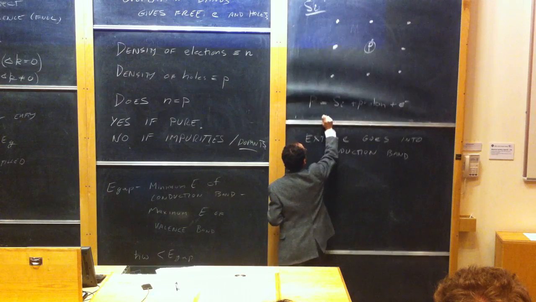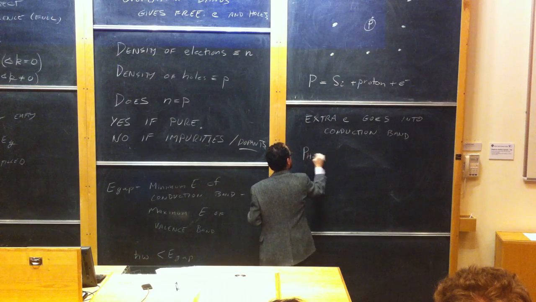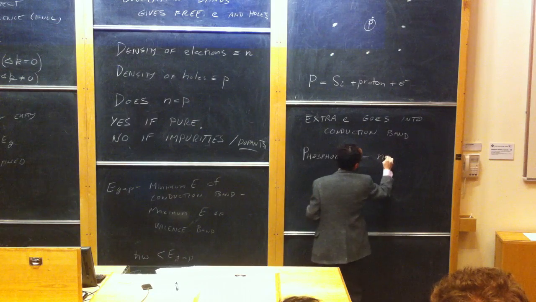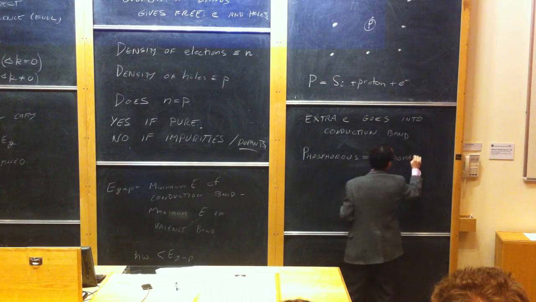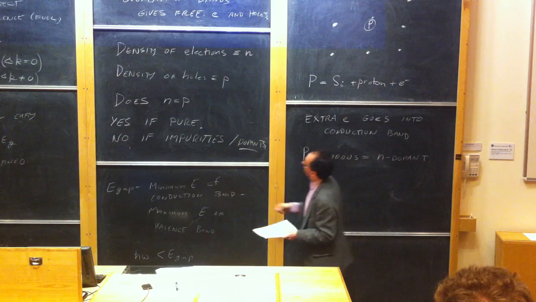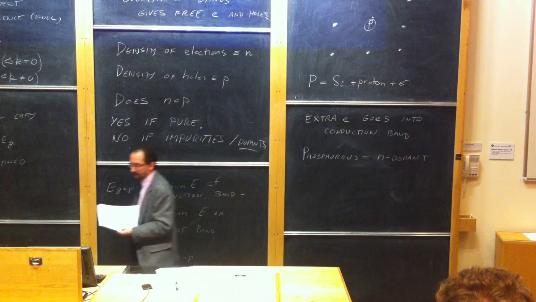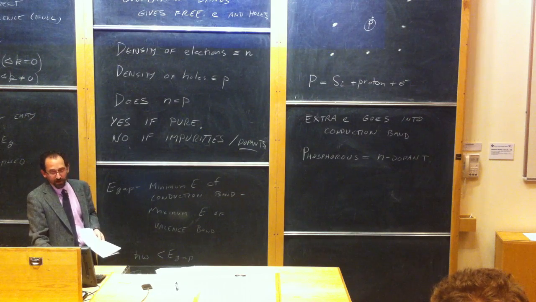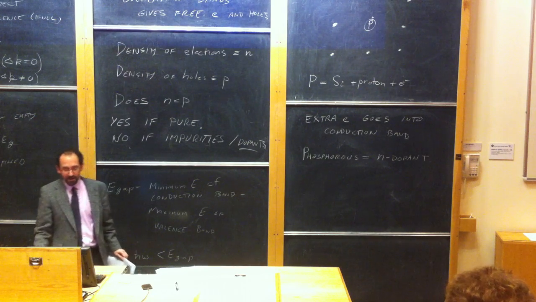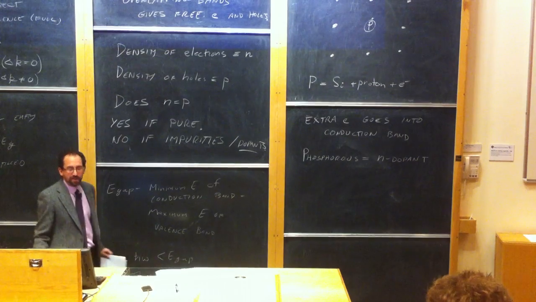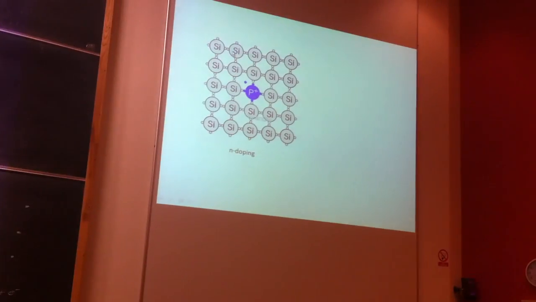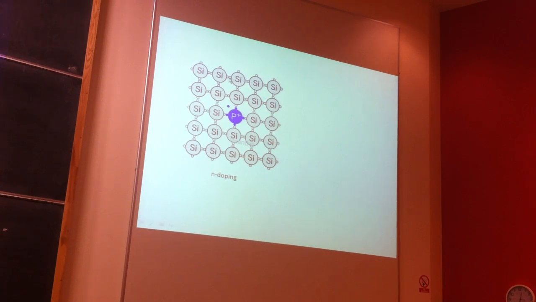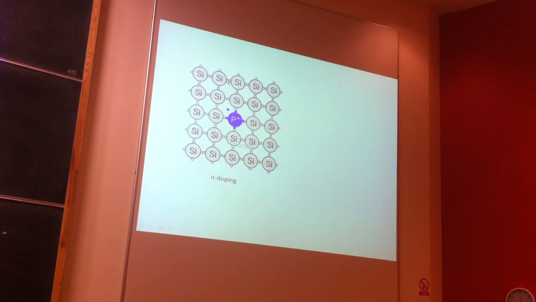And because of that, phosphorus is known as an n-dopant because it creates electron density the more phosphorus you add. So here's a little cartoon of how that happens. This picture of silicon atoms with four little electrons sitting around each is supposed to represent filled bands of electrons around the silicons.